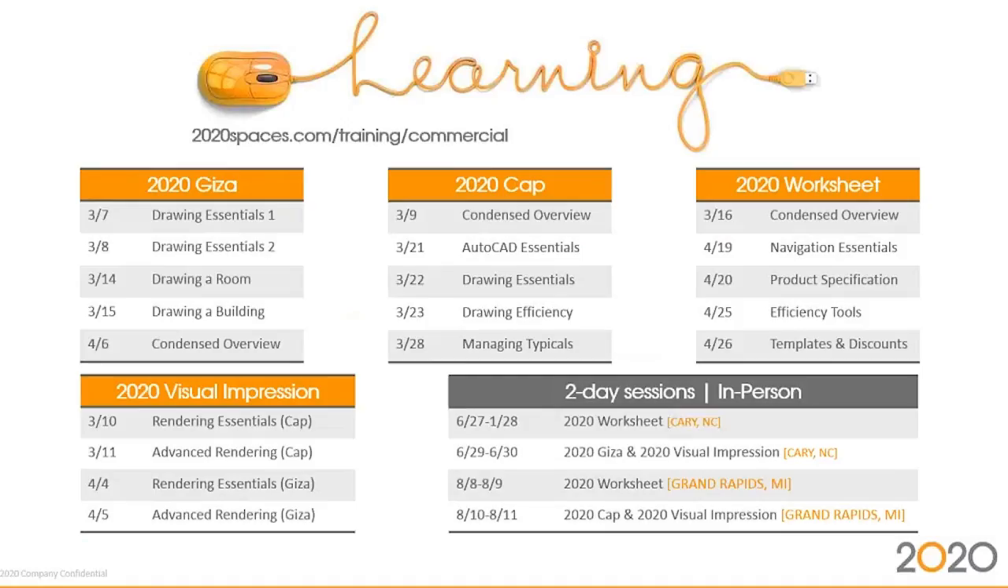Hello, everyone. This is Ashley Stevenson, and I'll go through here really quick just to talk about what's coming up for training. We have a number of virtual classes available right now. To see our full calendar, this is just a snippet, but to see the full calendar, you can go to 2020spaces.com/training/commercial, and that will show you all of the training for all of the software we have. Be sure to search. There's a search function once you get out there to search for the specific software, whether it's 2020 GISA, 2020 CAP, 2020 Worksheet, or 2020 Visual Impression. That will help to limit the search for you. If you have any questions, feel free to reach out to commercial.training@2020spaces.com. And I'll hand it over to Cindy.